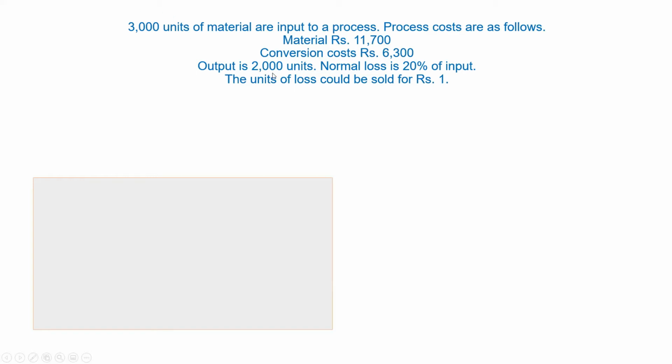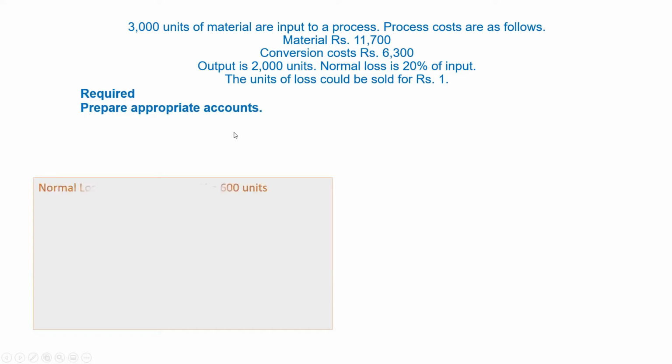And the output is 2,000 units. So this is the actual output. The normal loss is 20% of the input, which is 20% on 3,000 units. The units of loss could be sold for 1 rupee per unit. So now let's analyze the information. First of all, you are required to prepare the appropriate accounts.